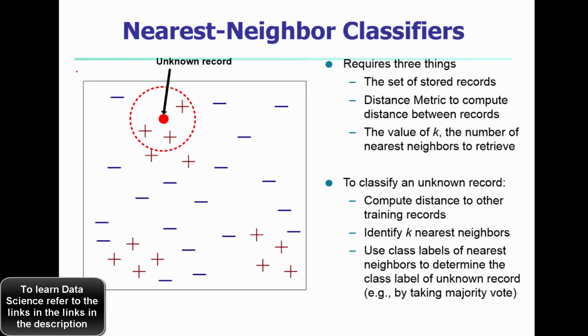All right, so this is the unknown record, and you will have not just one unknown record, it could have many. It requires three things: a set of stored records, which is your training set, and a distance metric to compute the distance between records. So we should be able to compute the distance between the new data point, which we have marked in red, and the corresponding near values.